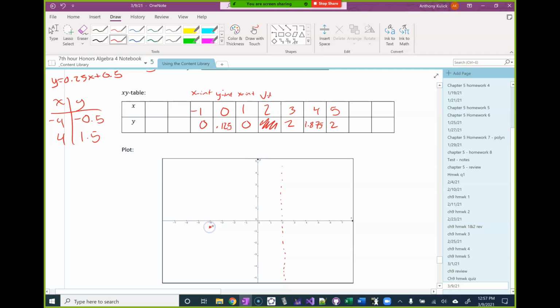I tend to get a little bit better picture if I pick them to be kind of far away. And this is always really hard to get these things to line up when you're doing this on your tablet. All right. And then let's see, we have -1, 0, 0.25, and then 1, 0. It'll look like that. And then 3, 2, 4, 1.8, and then 5, 2. So it'll look kind of like that.